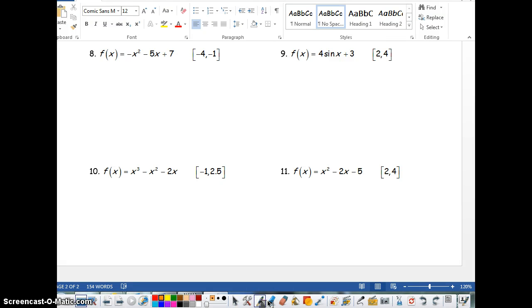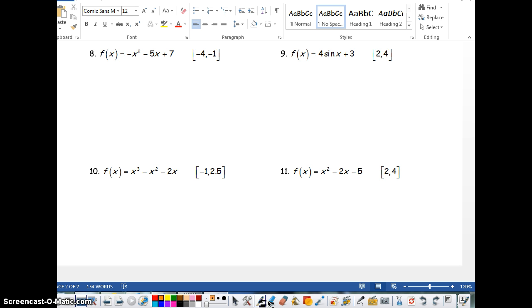This is Unit 4, review number 2 from day 9. We're doing numbers 8 through 11. In these problems, 8 through 11, the directions say use the min-max existence theorem. Use that to determine what your min and max actually are.